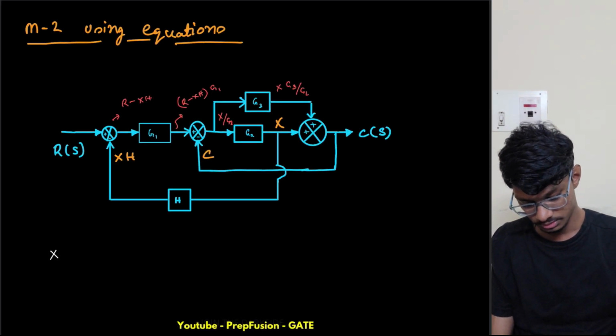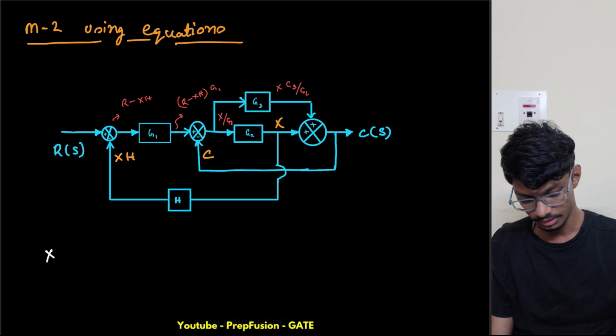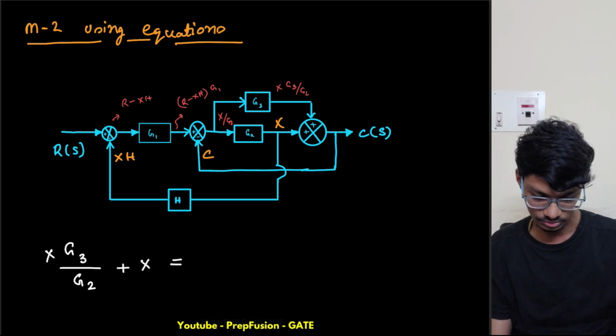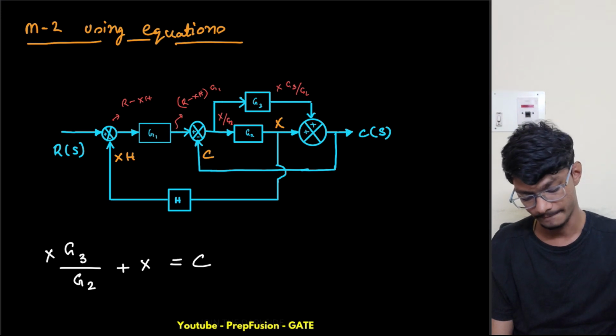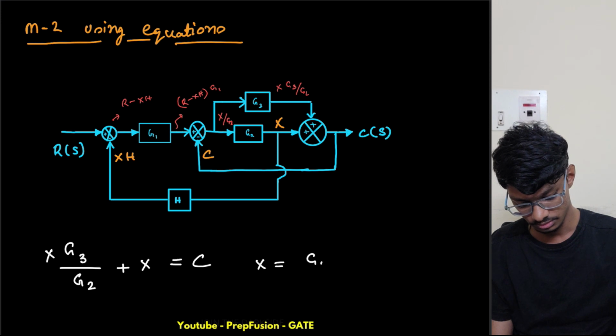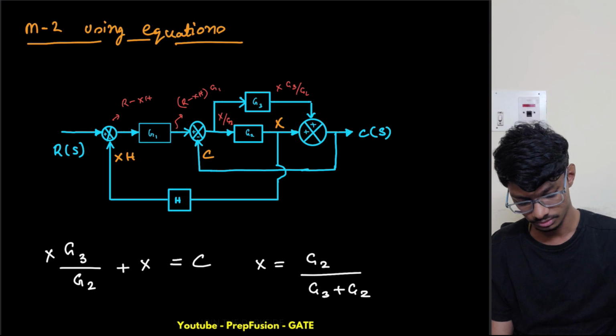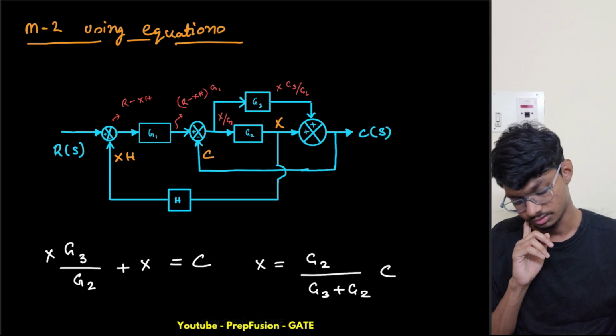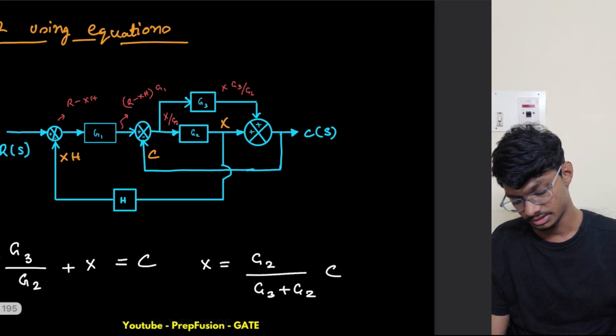So x g3 by g2 plus x is equal to c, right? So what is x equal to? X equals g2 divided by g3 plus g2 times c. So I will replace x in the next equation from here. So what is the next equation? The next equation is this one.